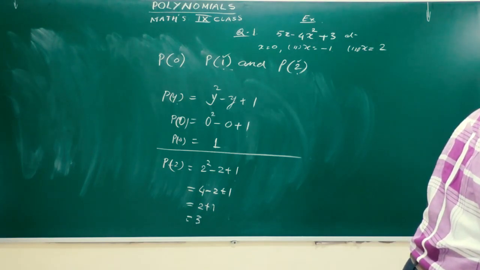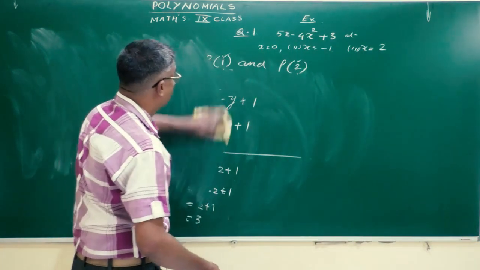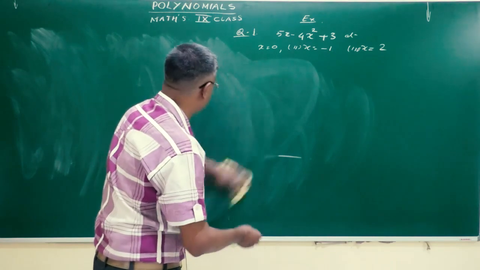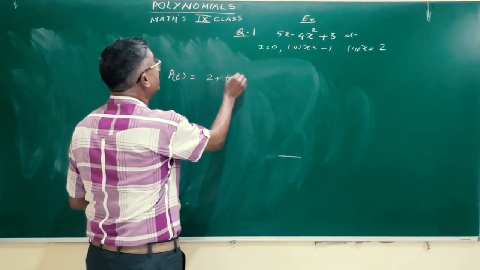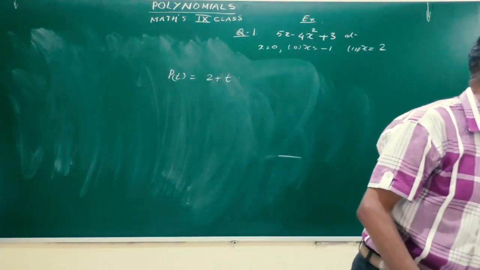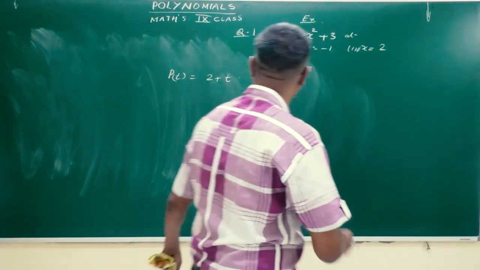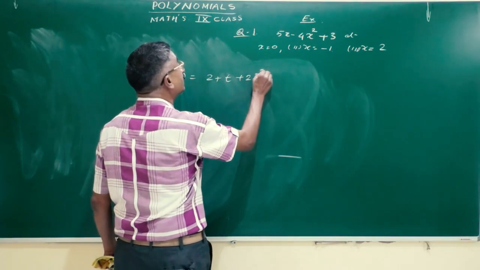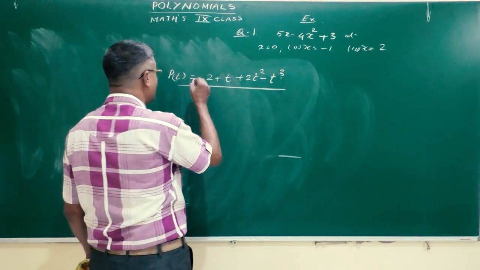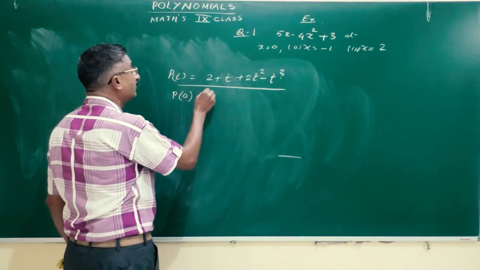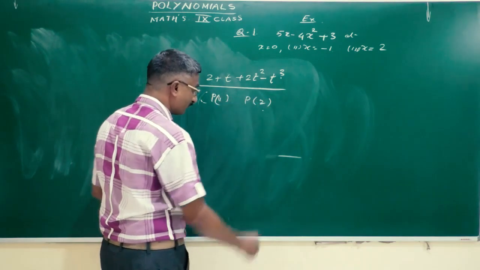Next is also a very simple one. What will I write down? P(t) is equal to 2 plus t plus 2t square minus t cube. This is the polynomial equation that is given. What do we have to find out? We have to find out P(0), P(1) and P(2).